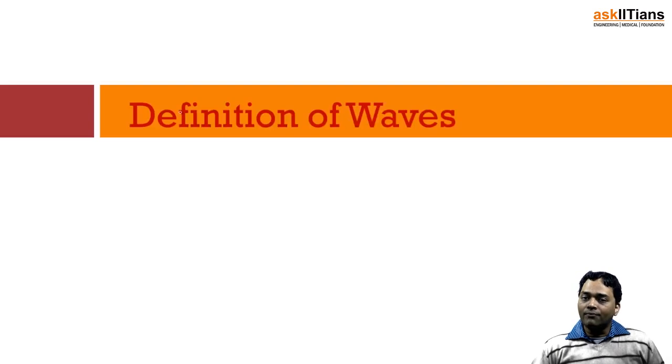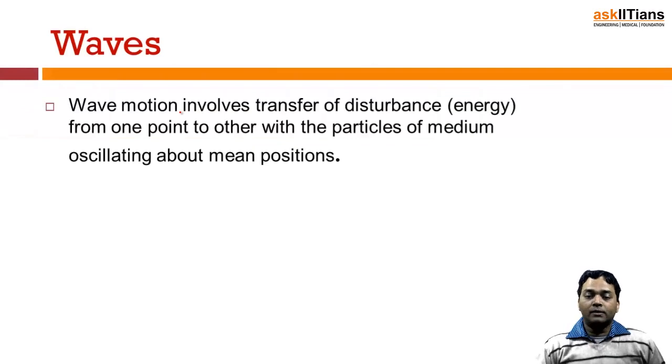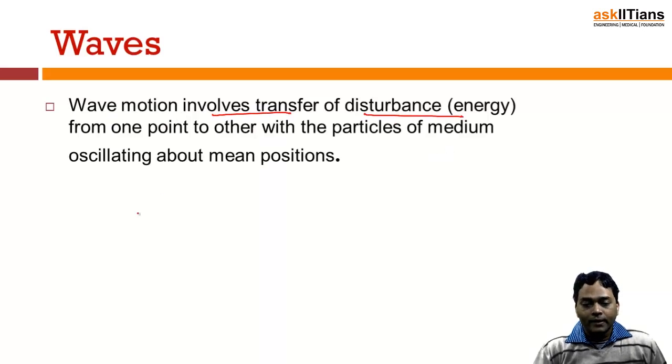So let's get going now. What is a wave? That is the foremost thing. So let's try to understand about that. When we talk about waves, waves basically involve the transfer of disturbance. So if there is a wave that is moving from one point to the other, there is going to be a transfer of energy or transfer of matter from one point to the other.